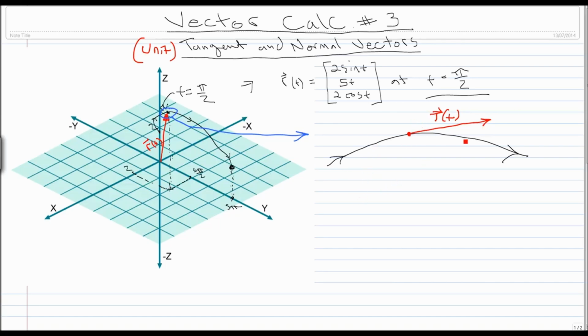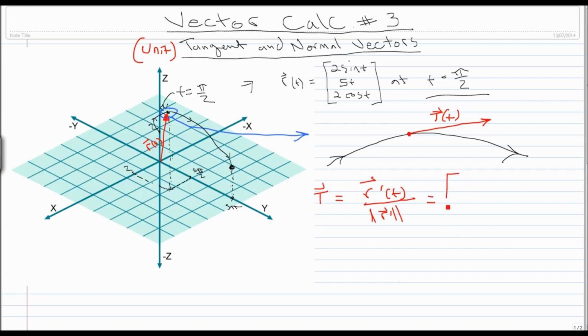If I just wanted any tangent vector, let's call that T sub a for any tangent vector, it would just be the derivative of my parametric equation. But if I want a unit tangent vector, then you guys know to make a vector unit length, you divide it by its length. So let's go ahead and do that.